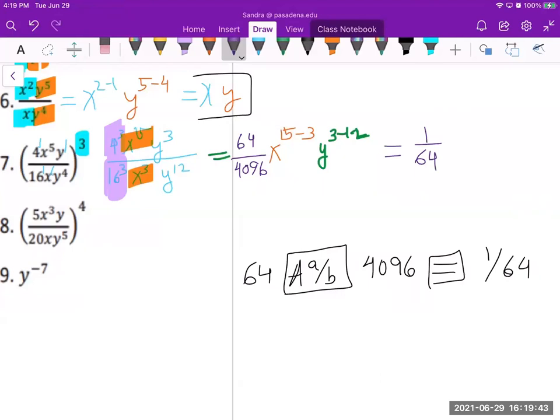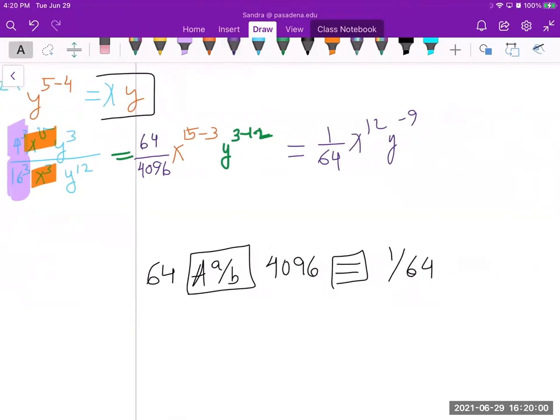Now go ahead and do the 15 minus 3. That is equal to 12. So this will be x to the 12th power. And then 3 minus 12 is equal to negative 9, y to the negative 9. We are not done. We're almost done, but not completely done, because we have that negative exponent. So I've got to get rid of that negative exponent. I'm going to move it to the denominator. Here's my final answer.